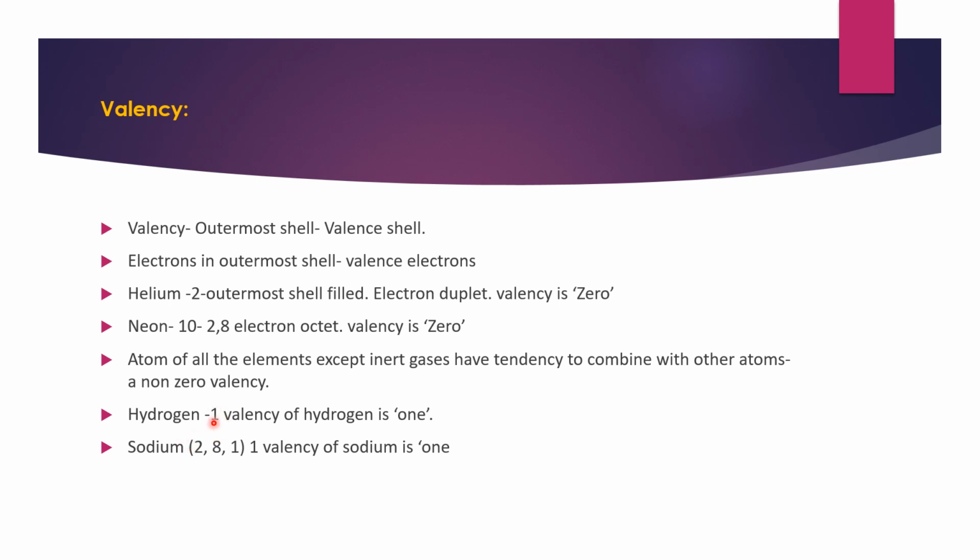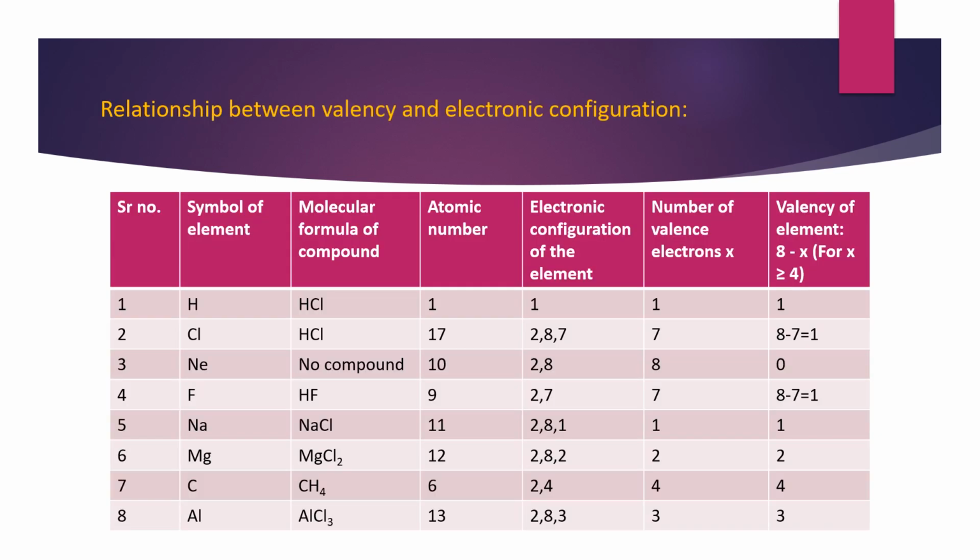For example, hydrogen's atomic number is 1. It needs one more electron to become stable. Its valence is 1. Sodium is 2, 8, 1. It can remove this one electron and it will become stable with 2, 8. So hydrogen and sodium are the examples. These two examples we'll see in the next video.